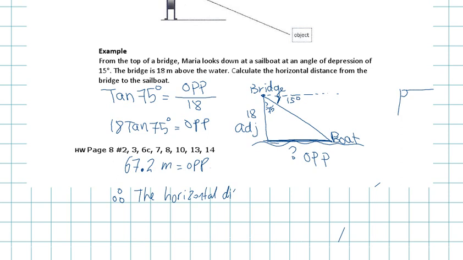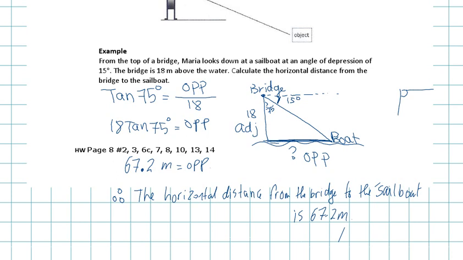From the bridge to the sailboat is 67.2 meters.